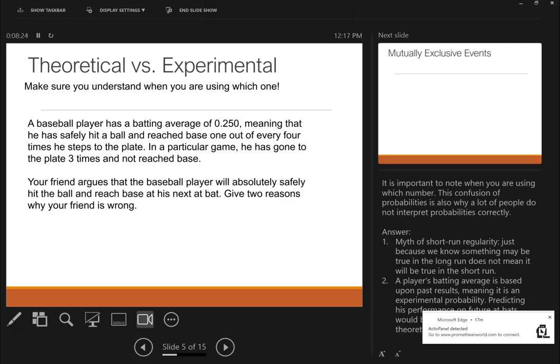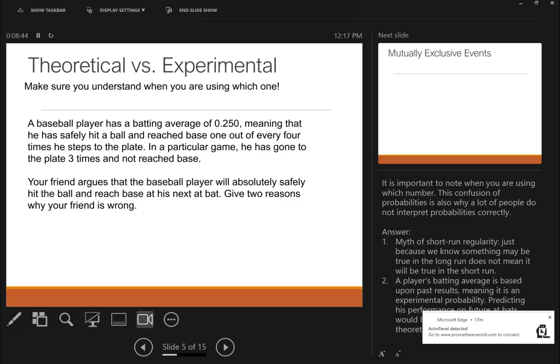Probabilities are true when? Like in the long run, right? How is this person using the probability though? In the short run, right? That's the myth of short run regularity.